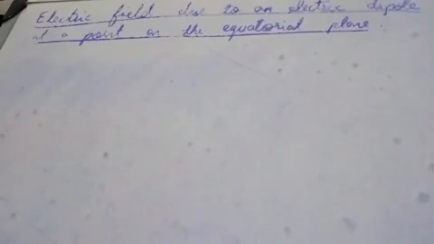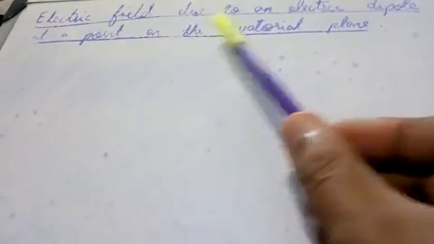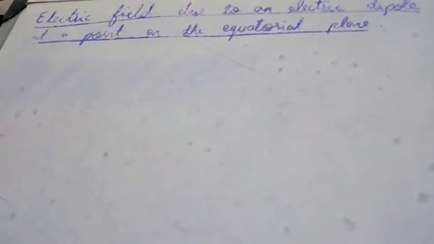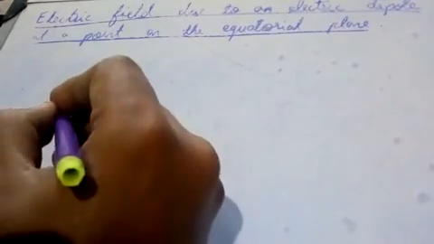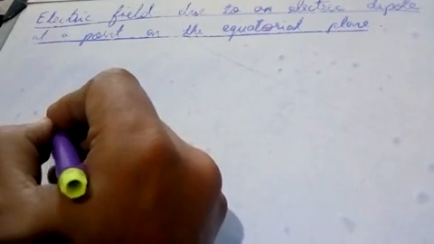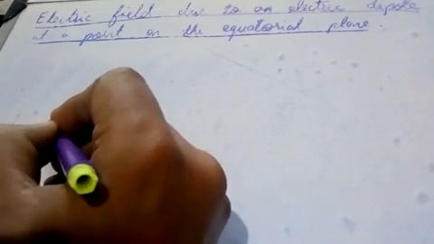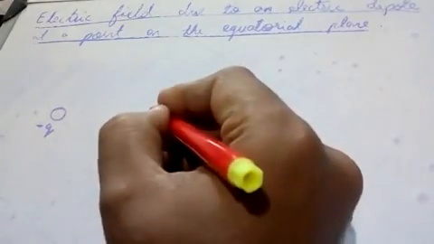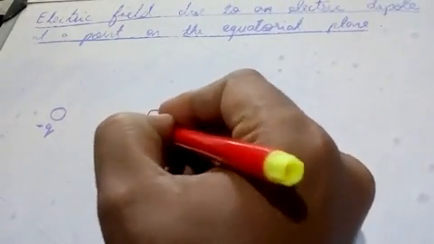Everyone, let's now study the electric field due to an electric dipole at a point on the equatorial plane. So let's take a dipole. A dipole consists of two charges, a negative charge and a positive charge. This is the negative charge, minus Q, here. Then we'll take a positive charge. The positive charge here is plus Q.